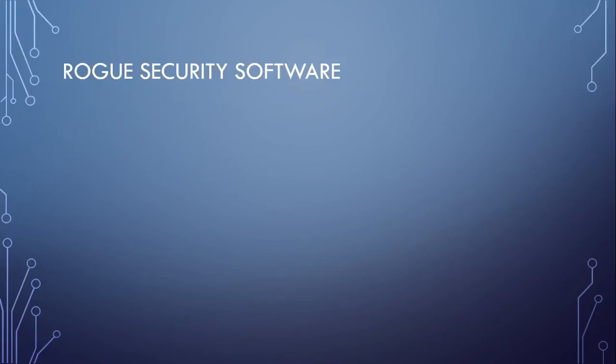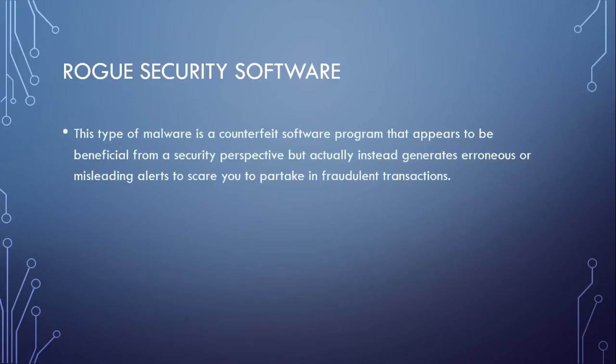All right, next up, let's talk about rogue security software. This type of malware is a counterfeit software program that appears to be beneficial from a security perspective, but instead generates erroneous or misleading alerts to scare you into partaking in fraudulent transactions. So for example, it might pose as an antivirus program, and it says like, your computer's infected, download this program. And so you go download this program, and it's like, beginning scan, we've detected 200 infections on your PC, blah, blah, blah, click here to do this and this and this, and that's how they get you. It's rogue security software right there.